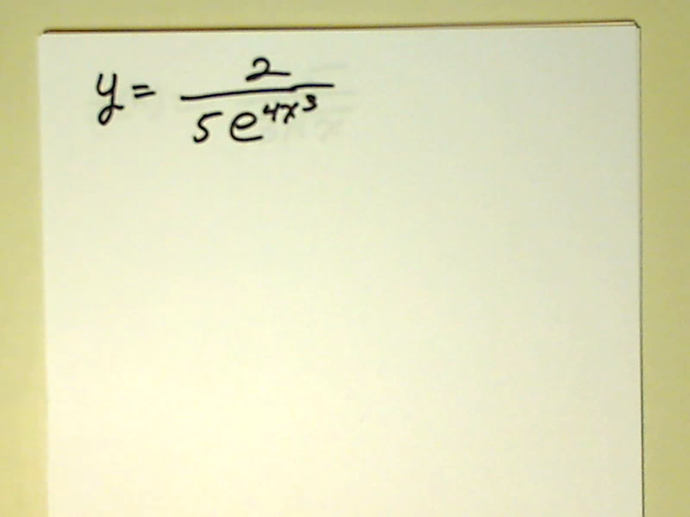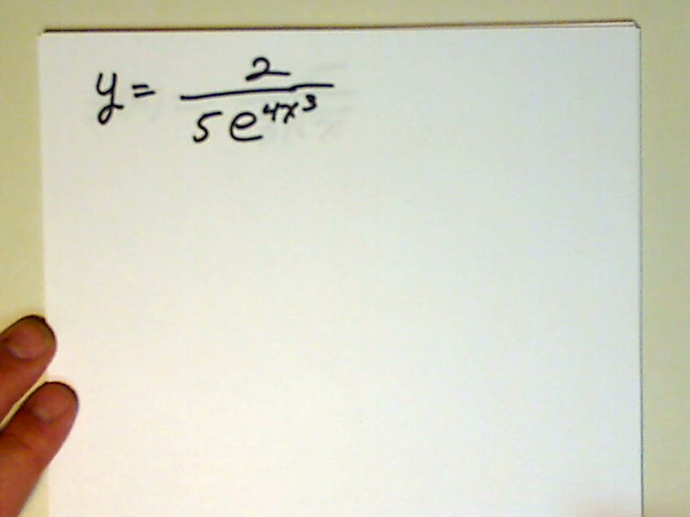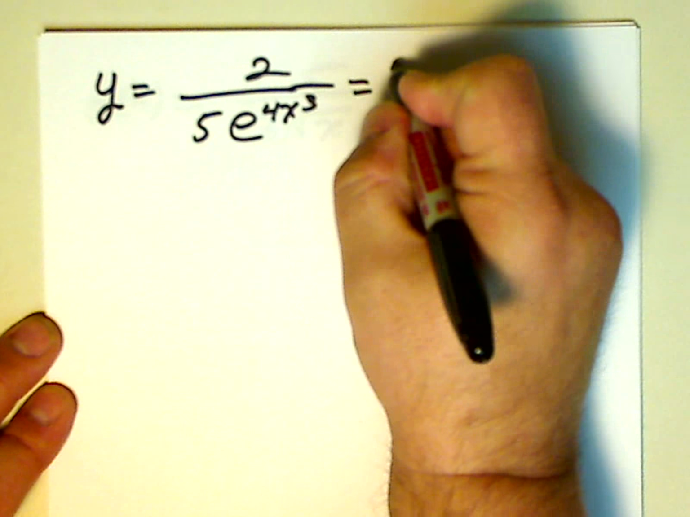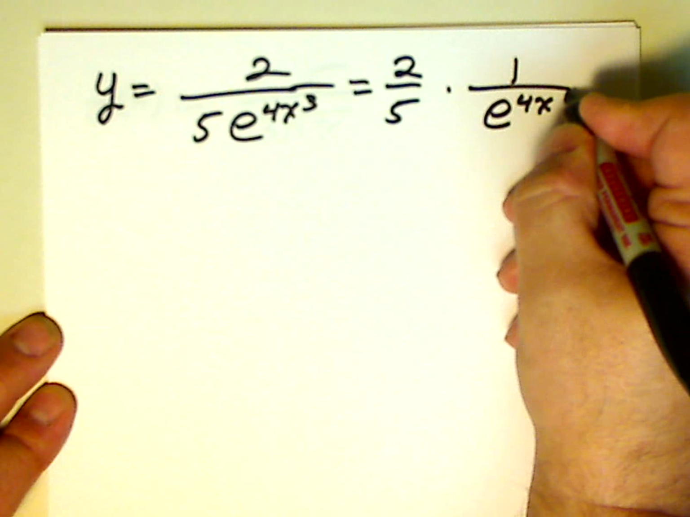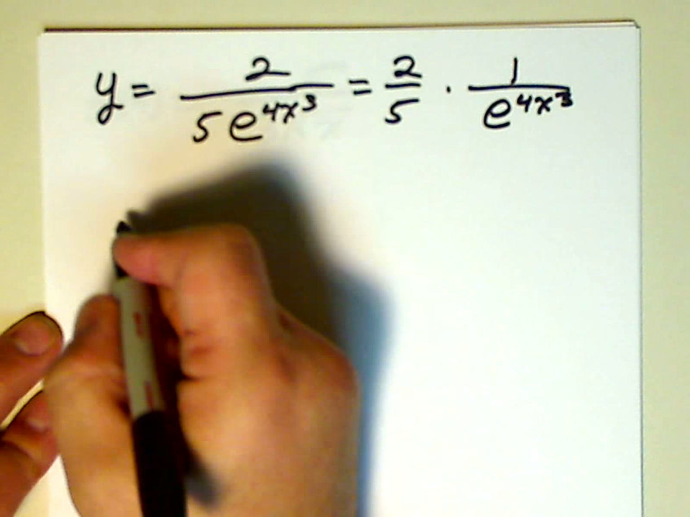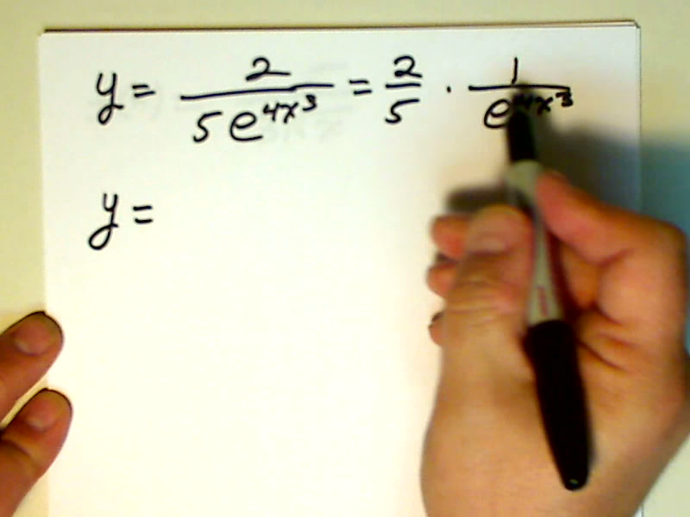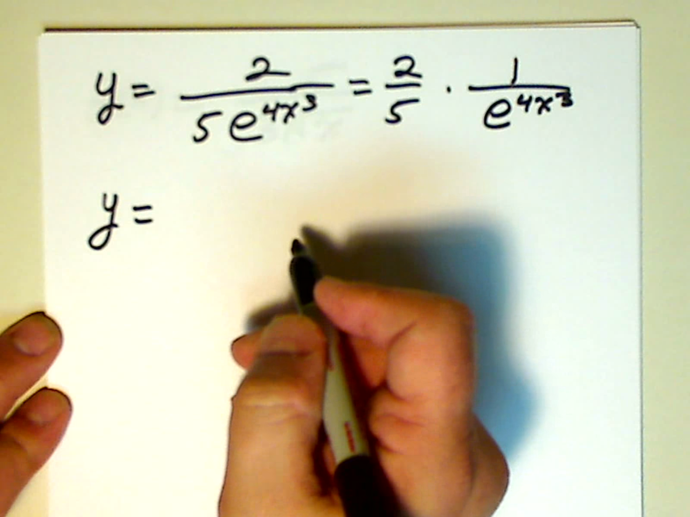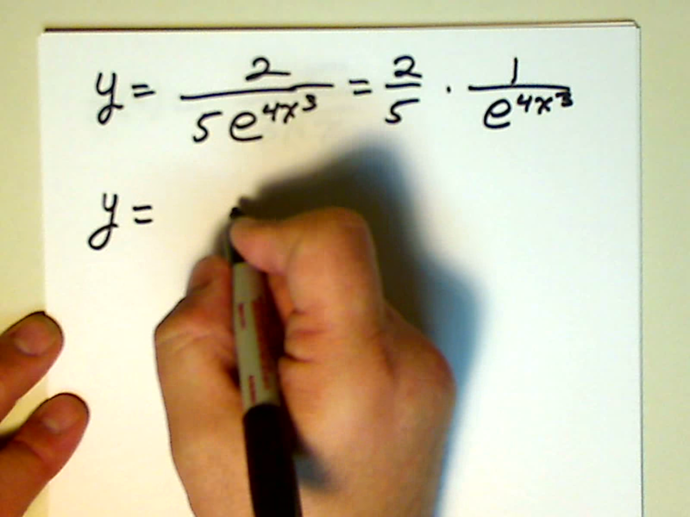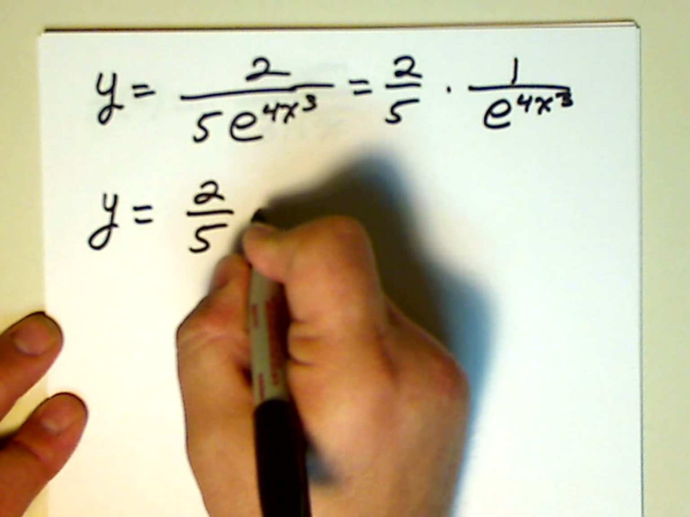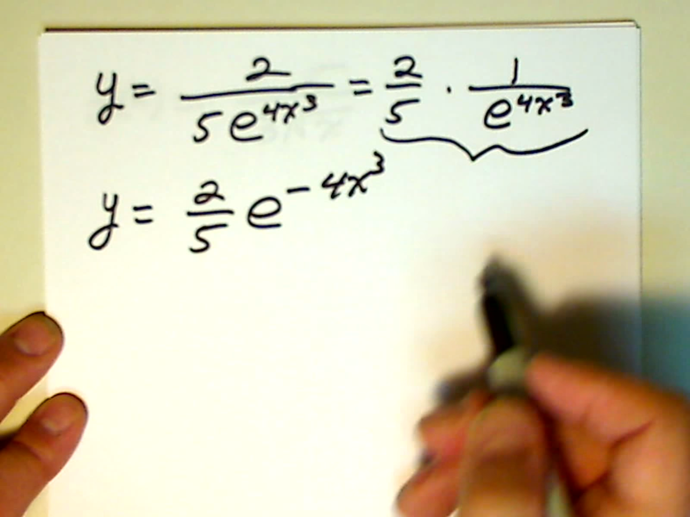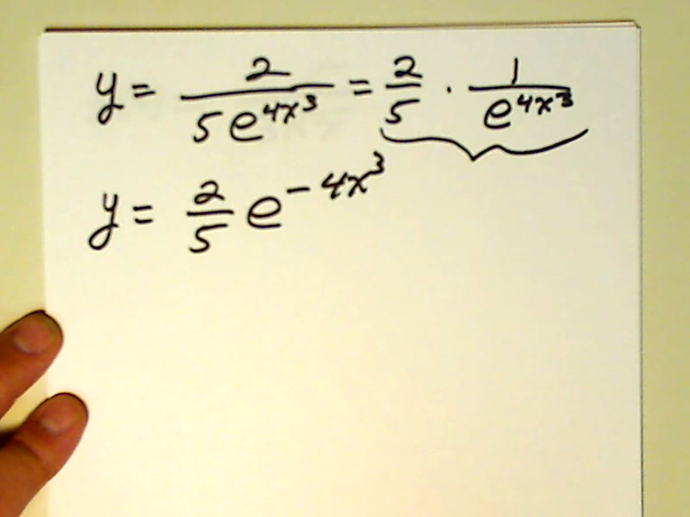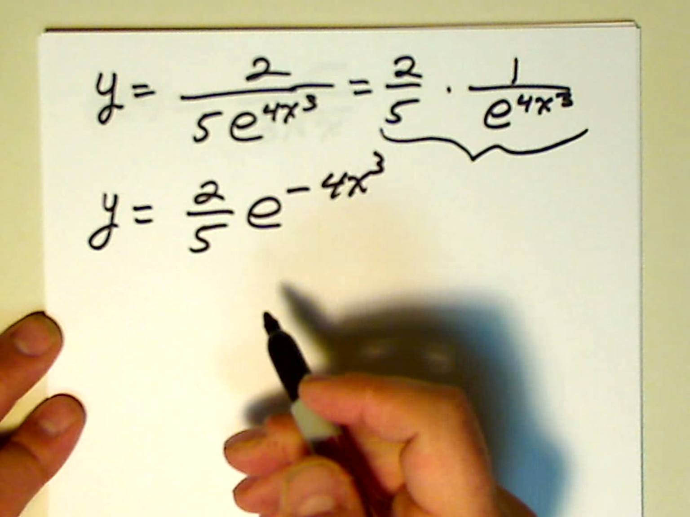y equals 2 over 5e to the 4x cubed. And we can pull out the 2/5, which we're going to do here, times 1 over e to the 4x cubed. I just want to let you know that when I'm doing this on my own, I just blow through this step and I go right to the part we're doing now, which is 2 over 5 times e to the negative 4x cubed. This component here is a little superfluous. I do it here just so that you can see each and every step I go through to get here.